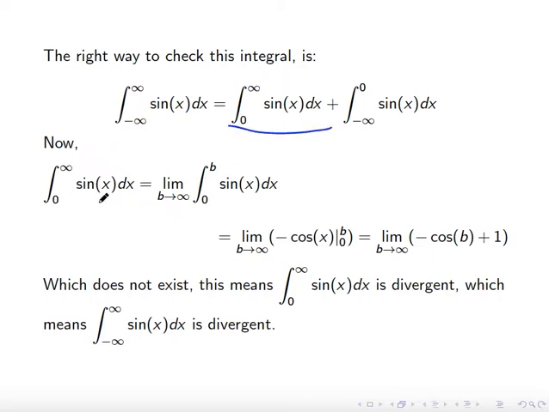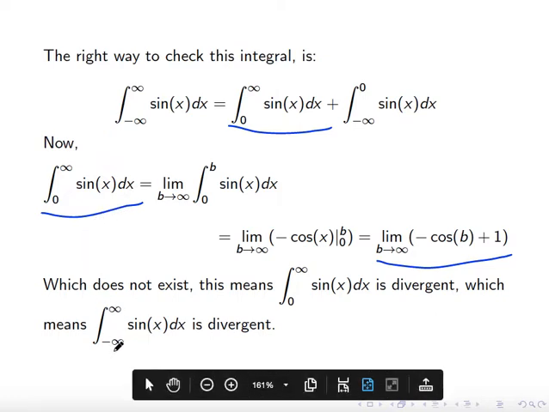As you see, when we evaluate this integral, again, I leave the calculation for you to check, we end up with this limit. And as you learned last semester, this limit does not exist because cosine is a periodic function, and when b approaches infinity, we cannot end up with a specific number. What does it mean? It means that this limit does not exist. By definition of the improper integral, this integral is divergent, which means that the integral from negative infinity to infinity of sine of x dx is divergent.